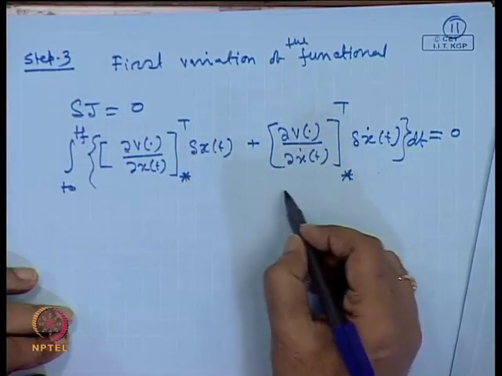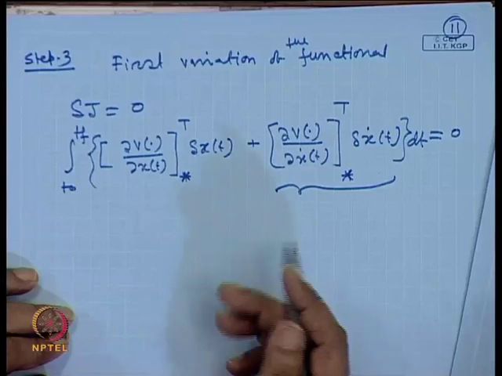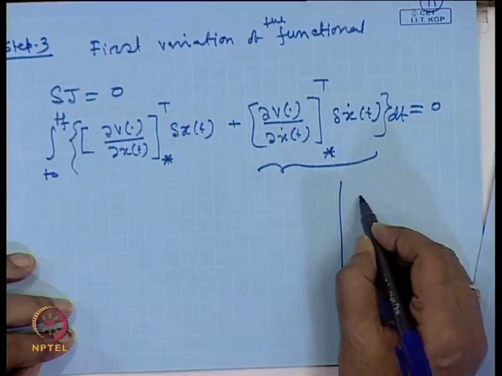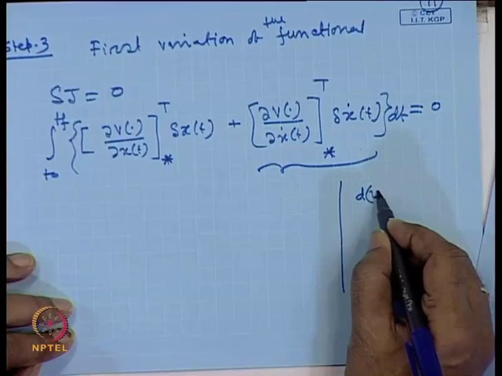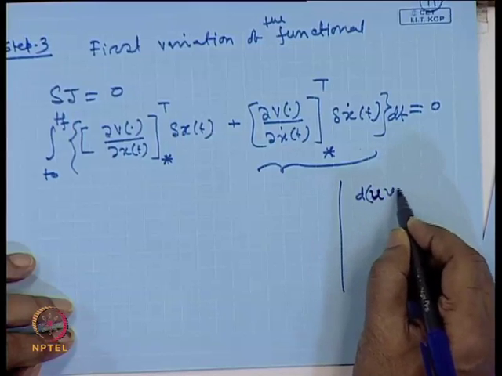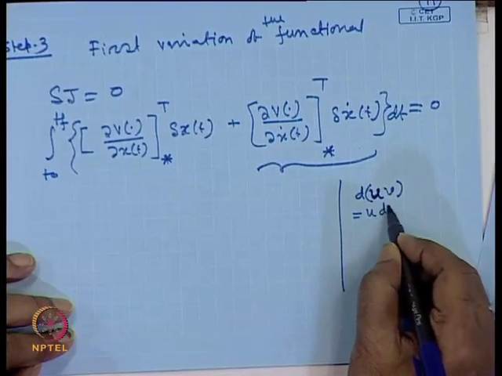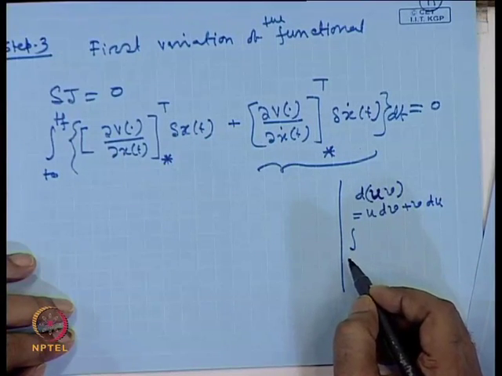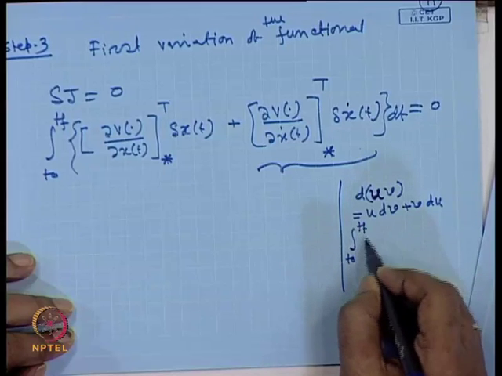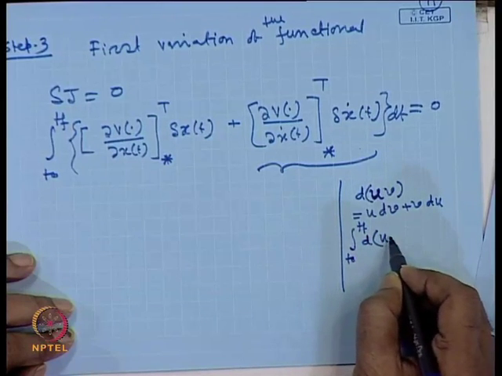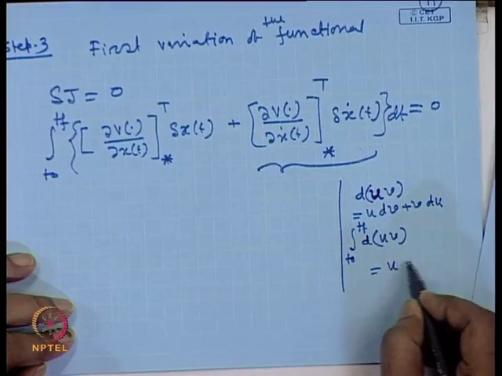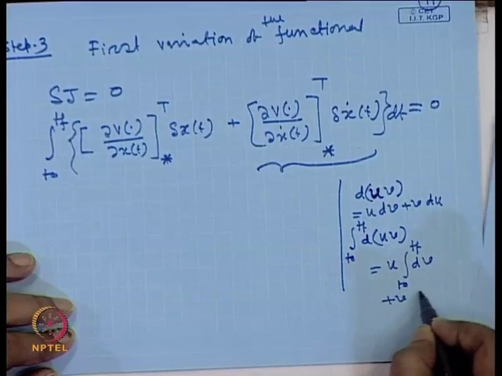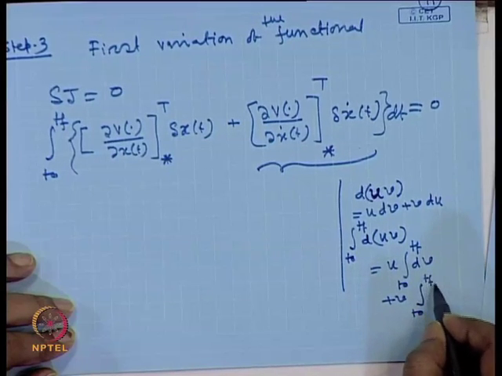This one we can simplify by integration by parts, this way. Our basic integration by parts: d(uv) = u dv + v du. Integrate both sides from t0 to tf. The integral of d(uv) is equal to the integral of u dv, with u as constant, from t0 to tf, plus the integral of v du, with v as constant, from t0 to tf.